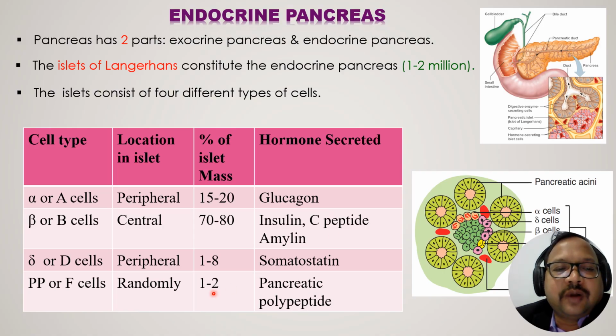These islets of Langerhans are composed of four types of cells: alpha cells, beta cells, gamma cells, and PP cells. Alpha cells secrete glucagon, beta cells secrete insulin, and D cells or gamma cells secrete somatostatin, and PP cells secrete pancreatic polypeptide.